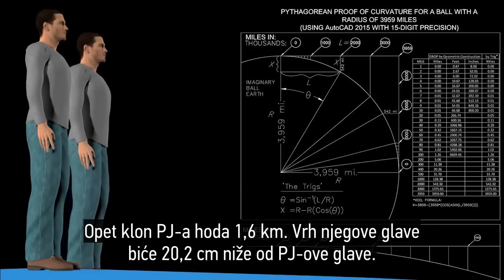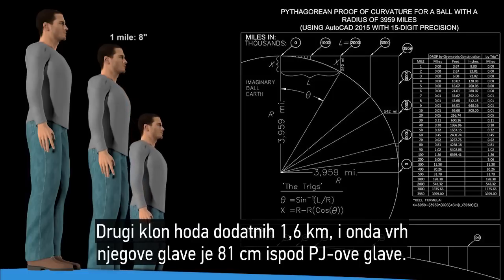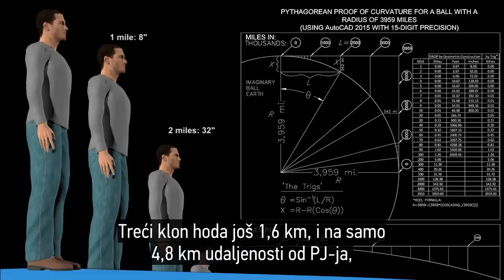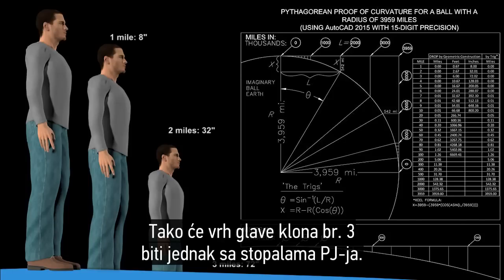The top of his head would be 8 inches lower than PJ's. Another clone walks an additional mile, and the top of his head is then 32 inches below PJ's. The third clone walks 1 more mile, and at just 3 miles away from PJ, the ground clone number 3 is standing on is 6 feet below PJ's. Thus the top of clone number 3's head is going to be even with the bottom of PJ's feet.